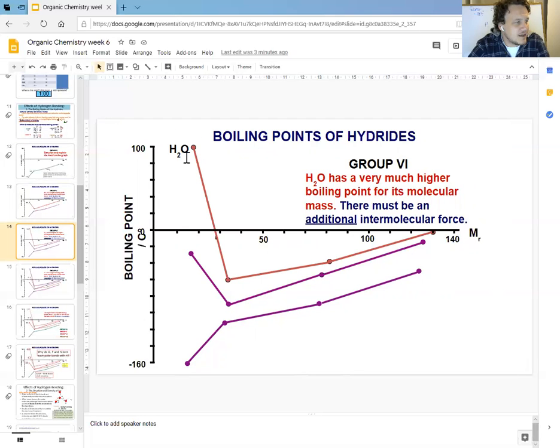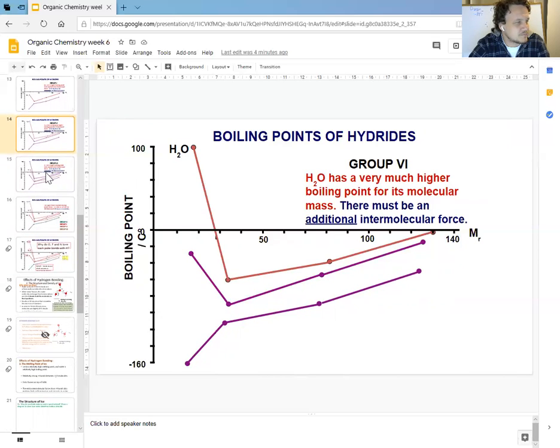So again, H2O is even higher in group 7. It has virtually no molecular mass and a boiling point of 100 degrees, whereas in group 7, you have a compound of 130 and it's 0 degrees Celsius. So there must be an additional intermolecular force there. And again, we know because it's hydrogen bound to oxygen, it's hydrogen bonding.